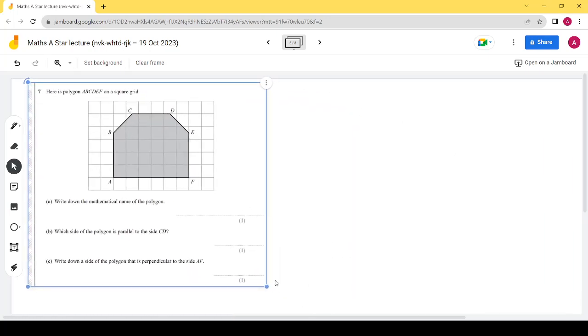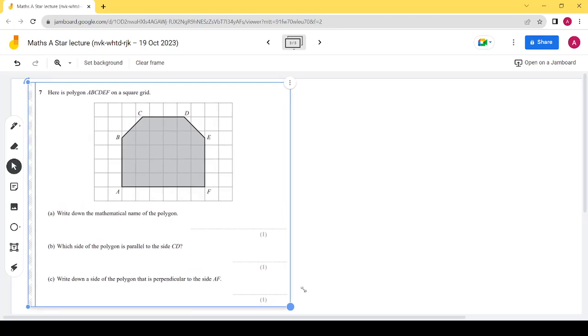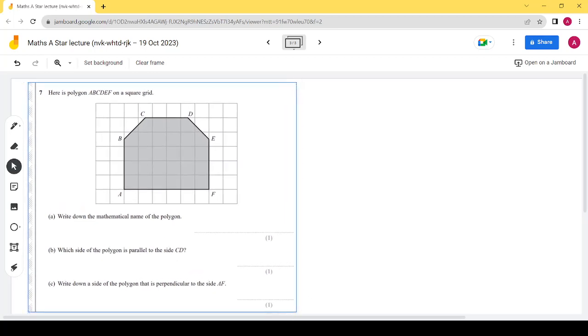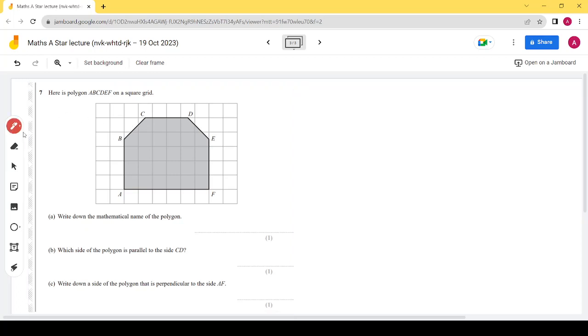So what we've got here is a polygon. And you've got to write down the mathematical name of the polygon to start. By the way, a polygon just means any two-dimensional shape. So write down the mathematical name. Well, because it's more than 4 sides, it's not going to have a really fancy name, but there's just a name for all of this type.